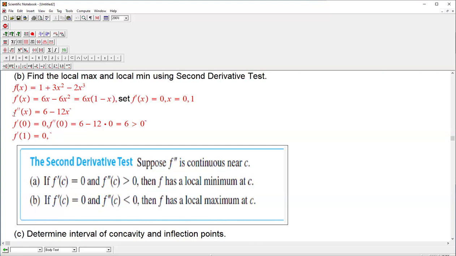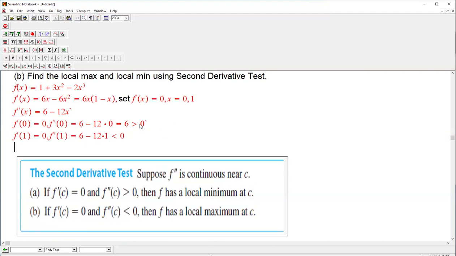And for the next one, we plug in the critical number, and that's negative. The first order derivative equals 0, and there's an assumption that the second order derivative is continuous near c. The second order derivative is a polynomial. It's continuous everywhere, so that's not a problem.